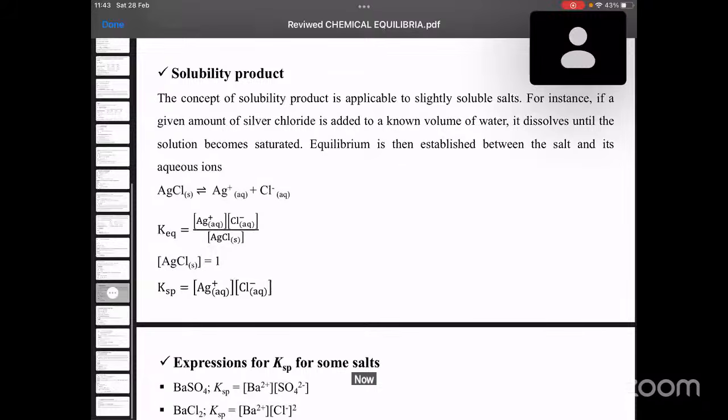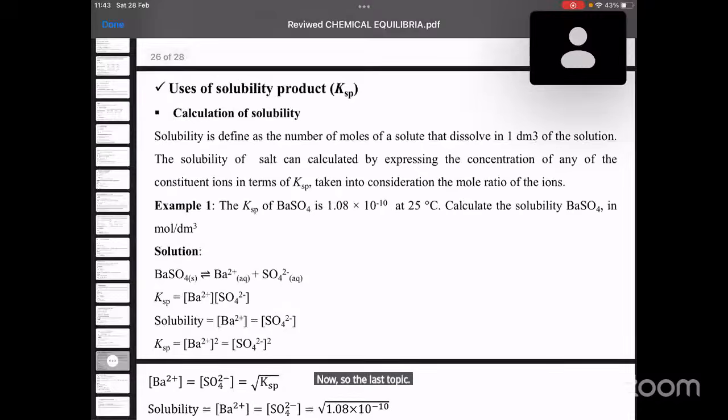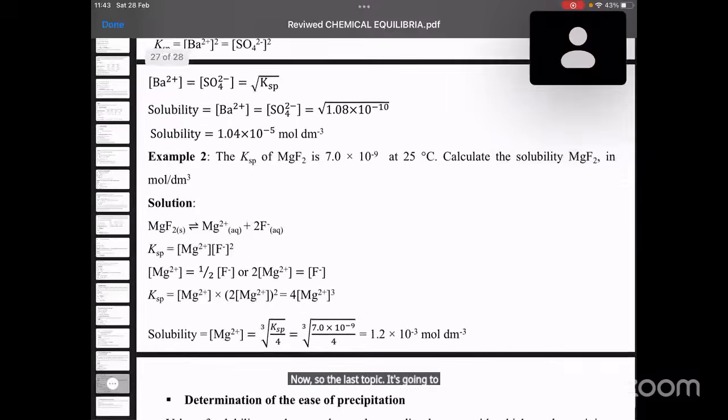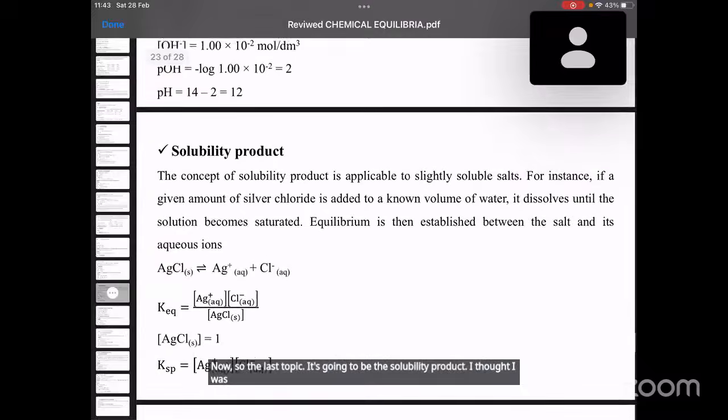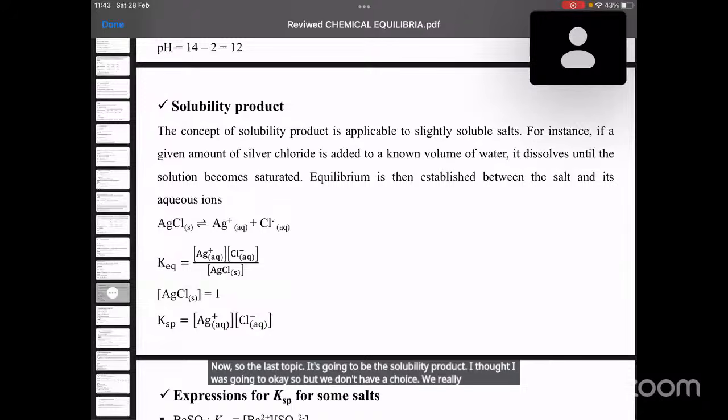Now, the last topic is going to be the solubility product. I thought I was going to skip it, but we don't have a choice. We really have to do this.